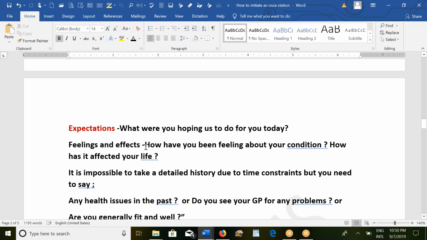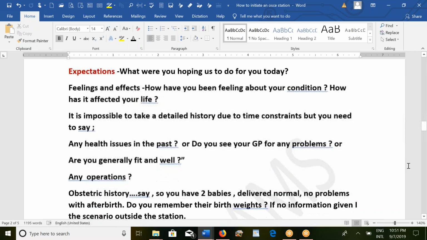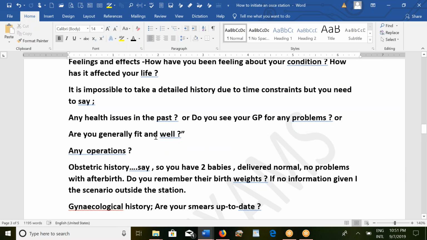Feelings and effects. How have you been feeling about your condition? How has it affected your life? It is impossible to take a detailed history due to time constraint, but you need to say, any health issues in the past? Or, do you see your GP for any problems? Or, are you generally fit and well? Any operations?